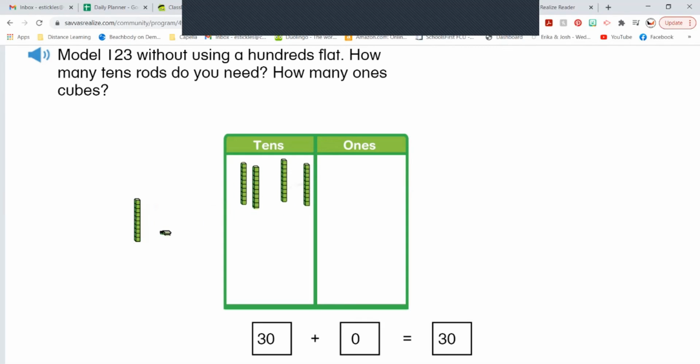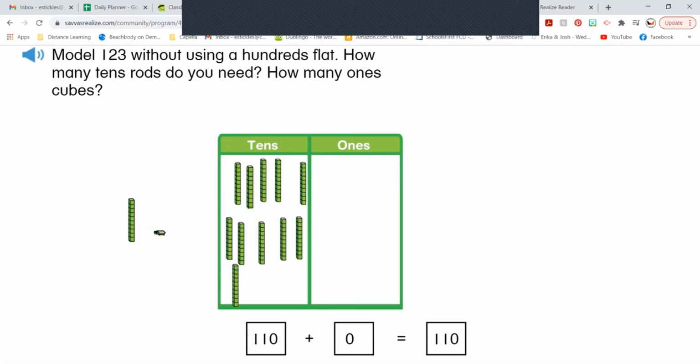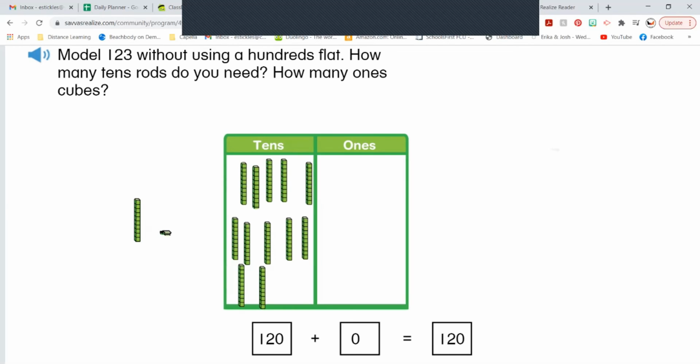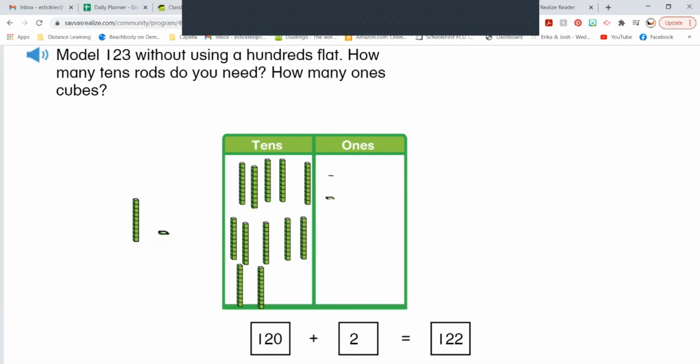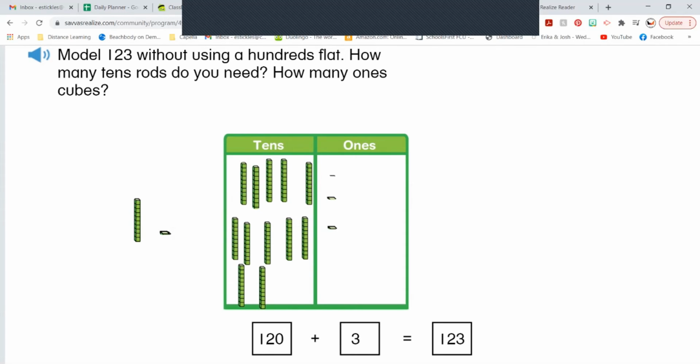30, 40, 50, 60, 70, 80, 90, 100, 110, 120. If I add another 10, then I'm going to be at 130. So now I need to add some ones. 121, 122, and 123. So I need 12 tens and 3 ones.